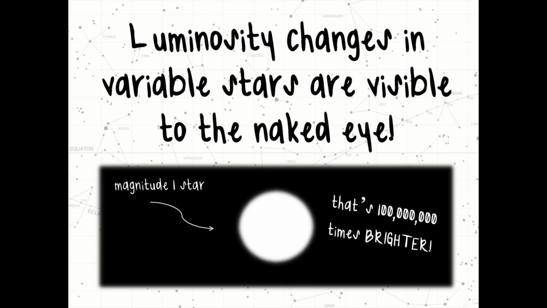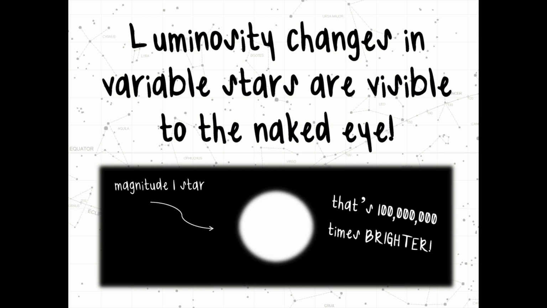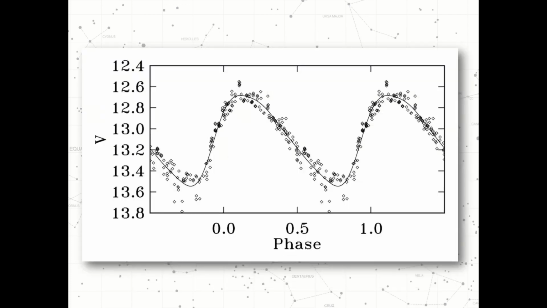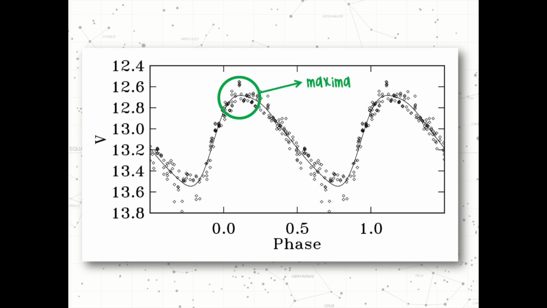Cepheids are a specific type of variable star called a pulsating variable. Cepheids vary in brightness over a pulsation period. Take a look at this light curve. Light curves are graphs of the magnitude of brightness of a star over time. The peak shows the star's maximum brightness, and the valley shows the minimum.